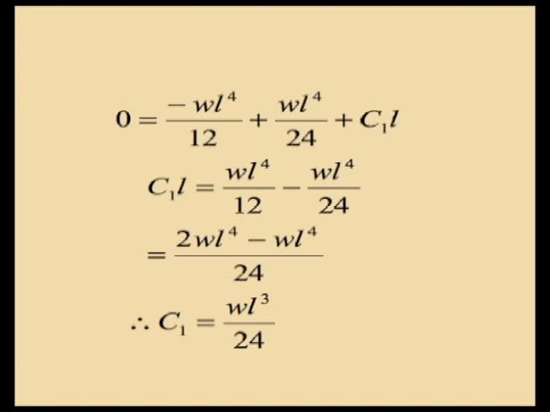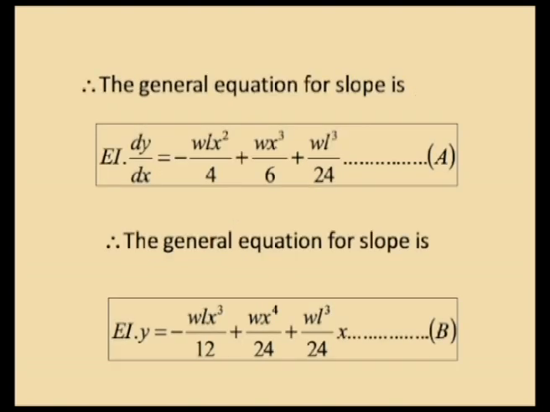Using boundary condition 2 in 3, we get 0 equal to minus W L power 4 by 12 plus W L power 4 by 24 plus C 1 L. Thereby, we get C 1 equal to W L cube by 24. So, C 2 equal to 0 and C 1 equal to W L cube by 24. Now, we get the general equation for slope as E I dy by dx equal to minus W L x squared by 4 plus W x cube by 6 plus W L cube by 24, that is equation A, and the general equation for deflection is E I y equal to minus W L x cube by 12 plus W x power 4 by 24 plus W L cube by 24 into x.